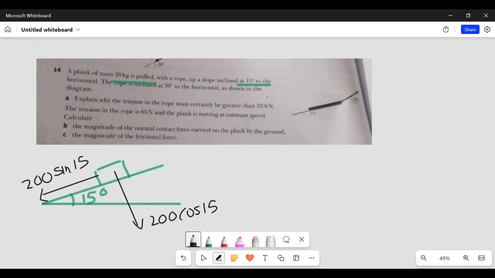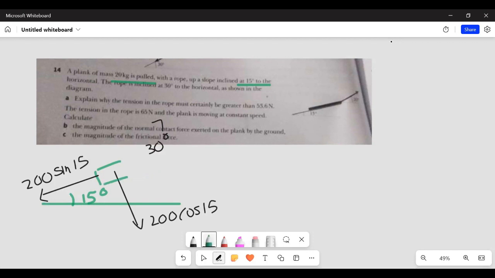Okay. So now they're saying that there's a rope acting at 30 degree, but it's not acting at 30 degree to the inclined surface. This is not what it's saying. It's saying it's acting at 30 degree to the horizontal. So they've actually made the question harder. Now this 30 degree angle, it's like, oops.